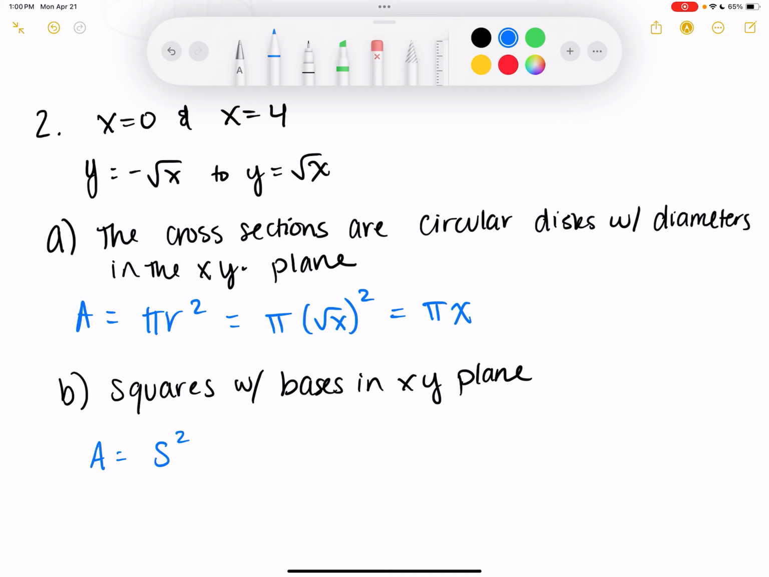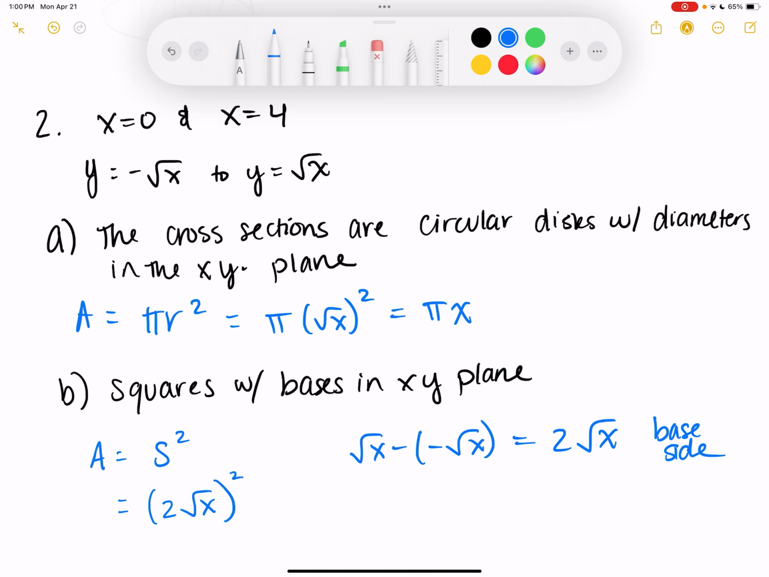But one is negative, so I'm going to do basically minus a negative to add them together. So this is going to end up being the square root of x minus the negative square root of x, which is 2 square root of x, which is the base side. So then I can redo this as 2 root x squared, which is 4x. So the area is 4x.